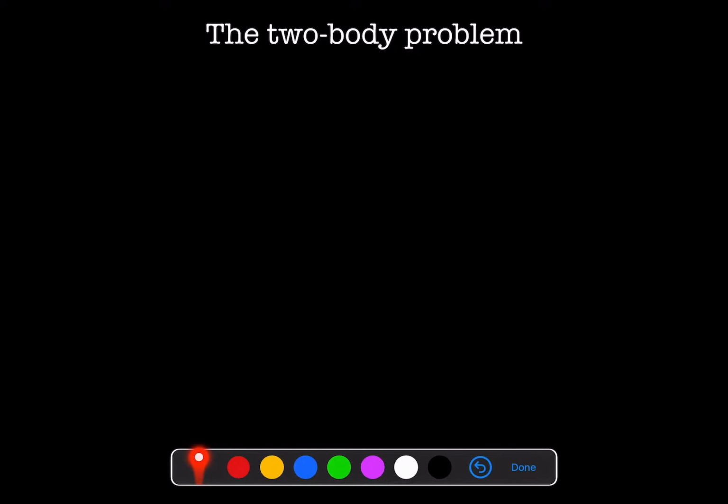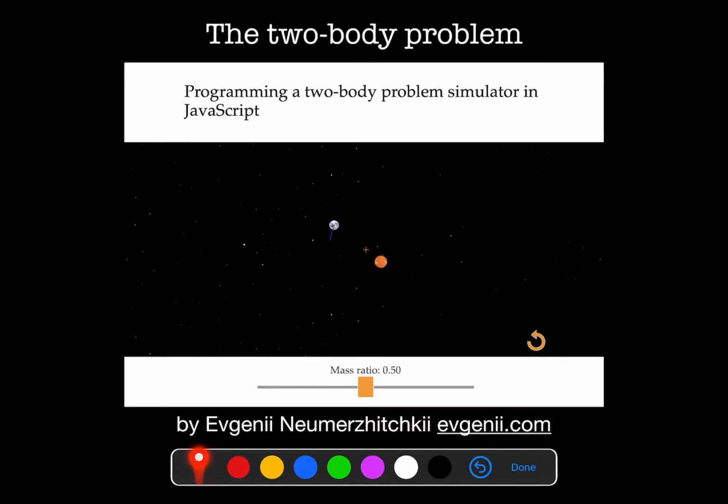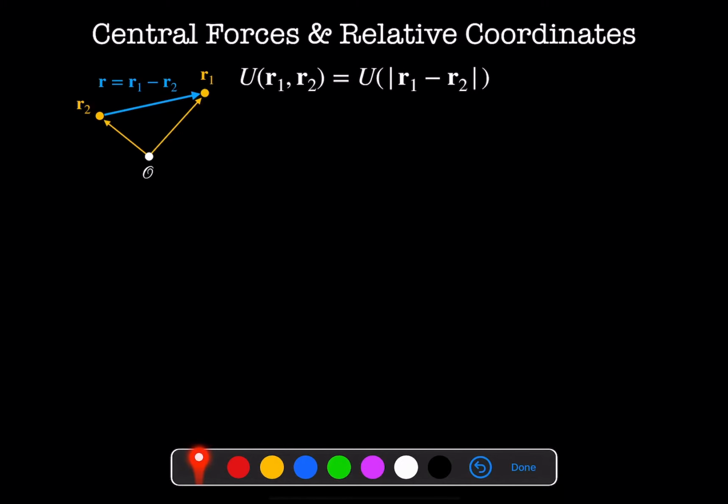In the last unit, we considered the Lagrangian and Hamiltonian formulations of mechanics. This week, we're going to use them to study a well-known problem, the two-body problem. While it's not necessary to use either the Lagrangian or Hamiltonian method to study these problems, as shown in this beautiful simulation by Evgenii Neumerzhitckii, we will see several simplifications of the problem and novel phenomena that come out of these two approaches. Let's begin with the standard setup for the central force problem.